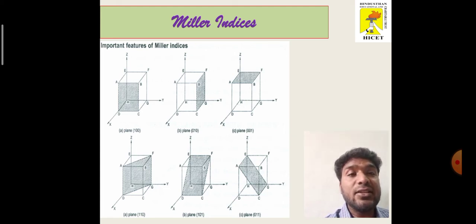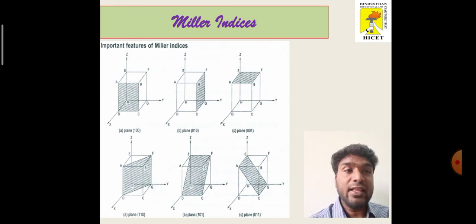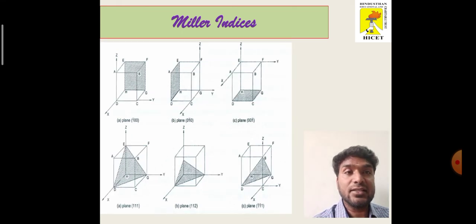Please look at the next diagram. The plane is intercepting along the x-axis as well as the z-axis, but it is not intercepting along the y-axis. So it has to be considered as 1, 0, 1. Please look at the sixth diagram. It will be intercepting along the y-axis and z-axis. It will not intercept along the x-axis. So 0, 1, 1. Like that only we have to find the Miller indices.